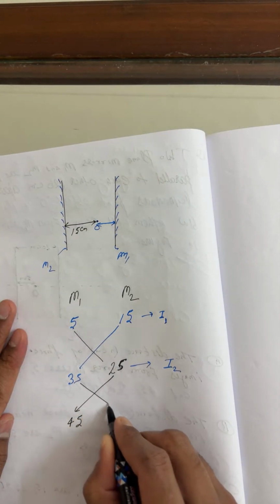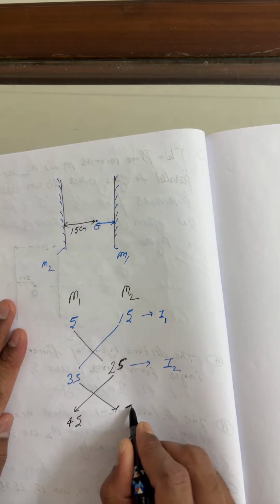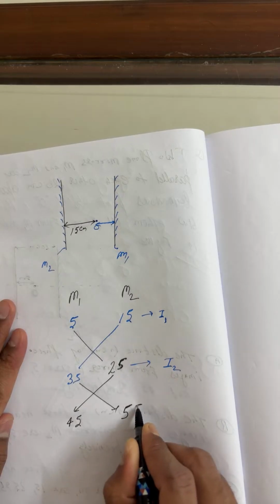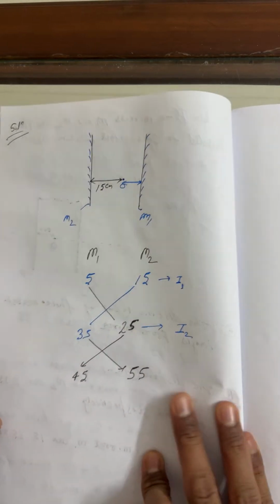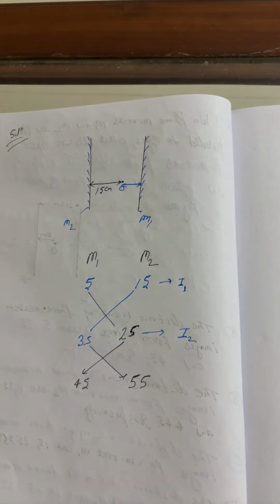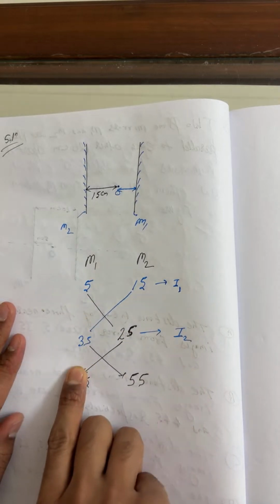Here again you can add 20. So you can write 55. This is what? 55. Okay, now we have a look at the questions because these are the images for M1.